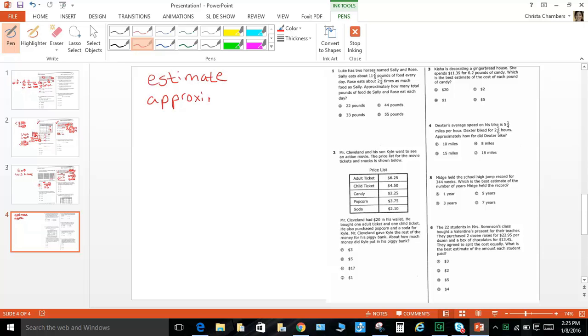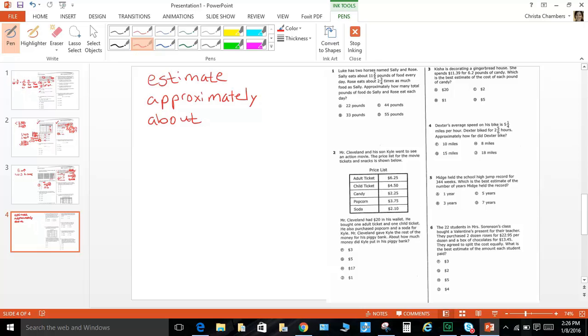Another one might be about how much. Okay, so these are all words that tell you that you're going to be rounding, which is always pretty nice because it makes your work a lot less. So let's look at some problems and we'll look for those words.